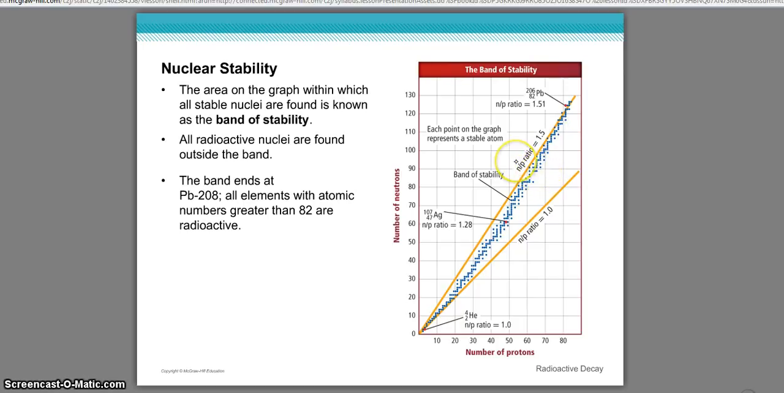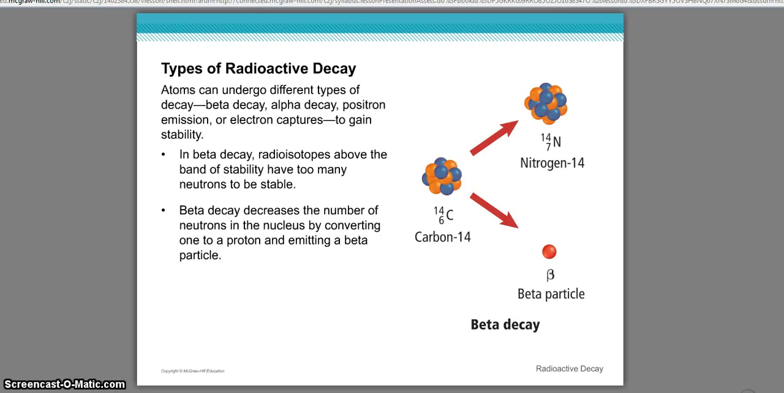Now, if something is radioactive, it falls outside of the band of stability. And the band of stability actually ends at lead-208. So any element with an atomic number greater than 82 is radioactive. They're just too big in the nucleus to be stable. So what happens to try to become stable? Well, they go through radioactive decay, meaning they give off alpha particles or beta particles.